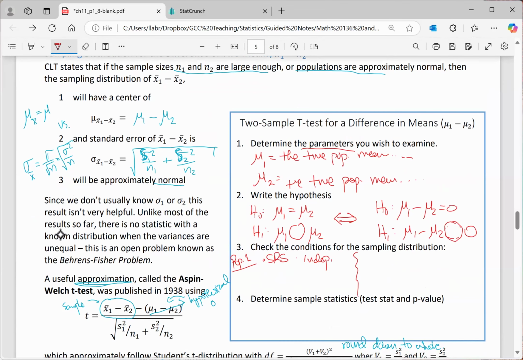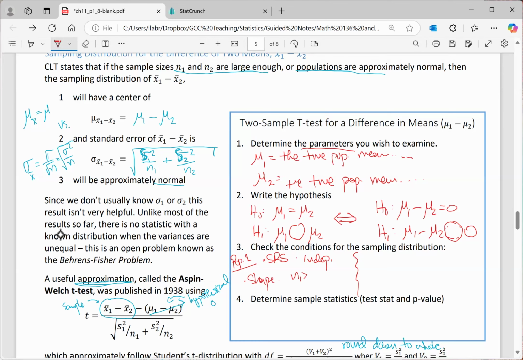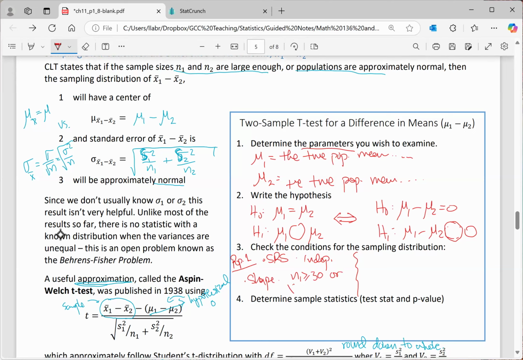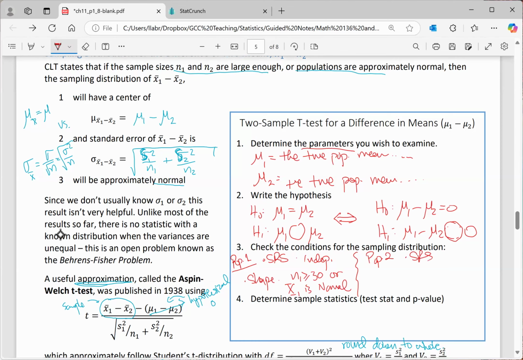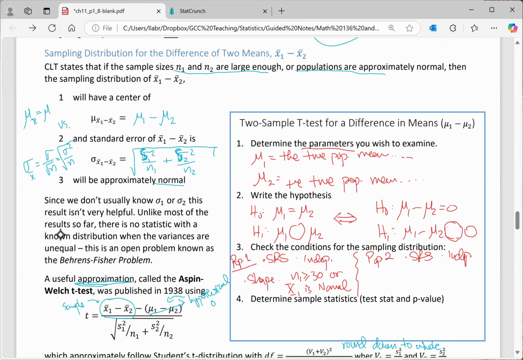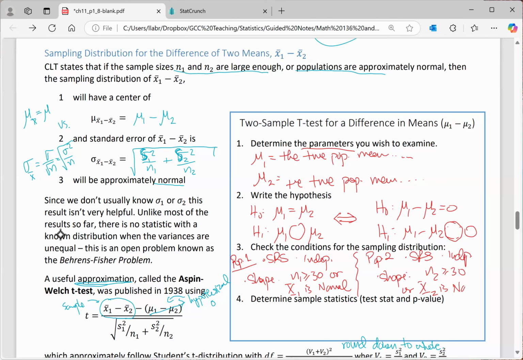Obviously, these hold: SRS, independence. But then you're going to have to check the shape requirement, which is that sample size number 1 is greater than 30, or the random variable that this comes from, x1, is approximately normal. And we can do that with a QQ-plot and box plot if we have data. You'll do the same thing with Pop 2. Do the same thing for shape. And we're going to say that the second sample size needs to be greater than or equal to 30, or there's evidence that that population is normal.